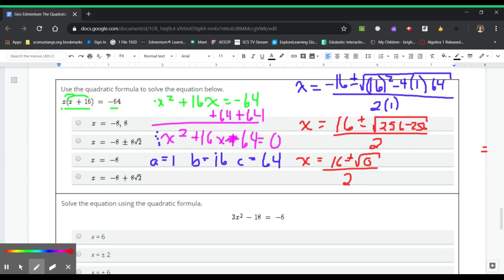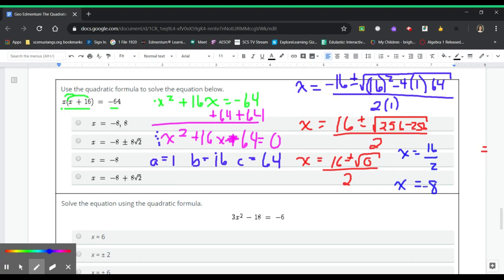Okay, so hopefully you got 16 plus or minus the square root of 0 divided by 2. So from this point, we can simplify that square root of 0. So x is going to be equal to 16, and then the square root of 0 is 0. So 16 plus or minus 0 is going to be 16 no matter which way you do it, divided by 2. So then x is going to be equal to 8.